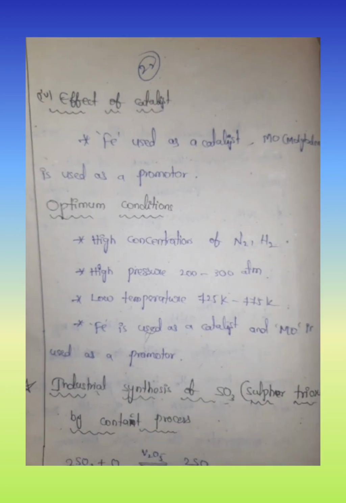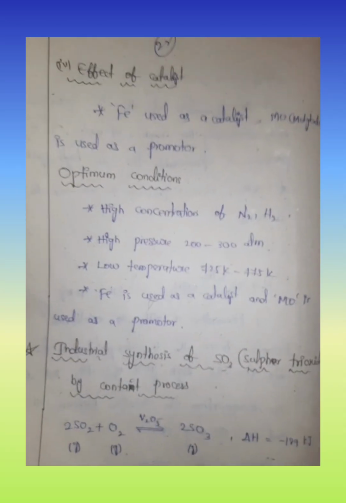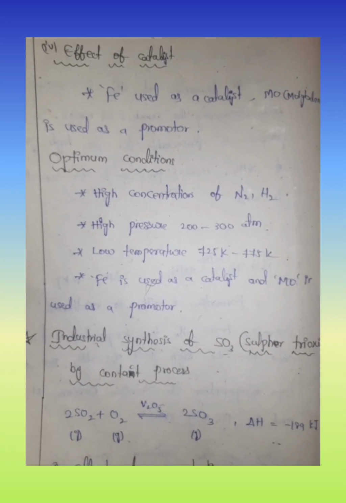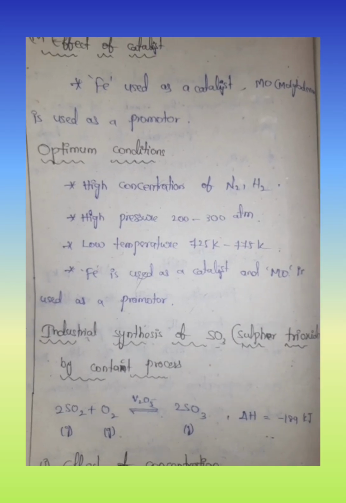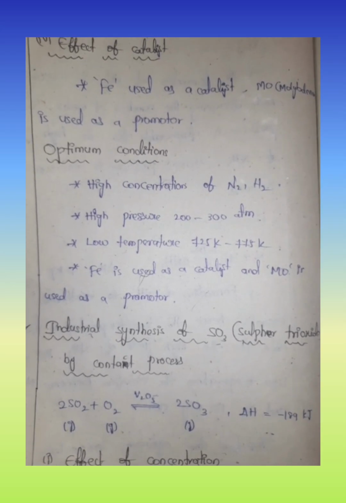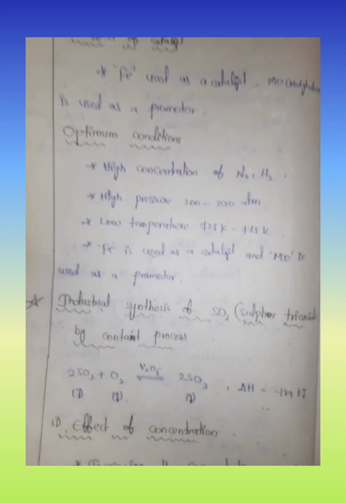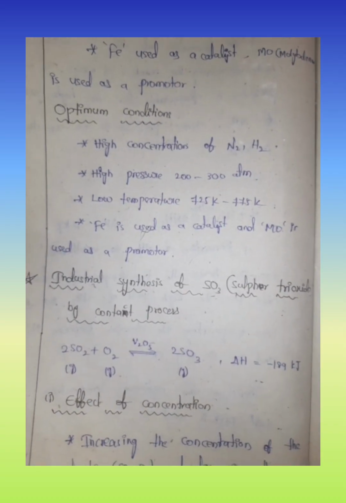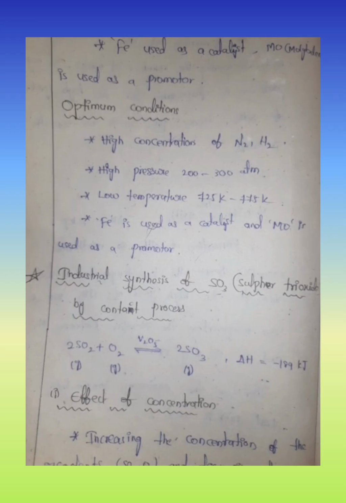Effect of catalyst: iron is used as a catalyst and molybdenum is used as a promoter. Optimum conditions: high concentration of N2 and H2, high pressure of 200 to 300 atmospheres, low temperature of 725 kelvins to 775 kelvins. Iron is used as the catalyst and molybdenum as a promoter.